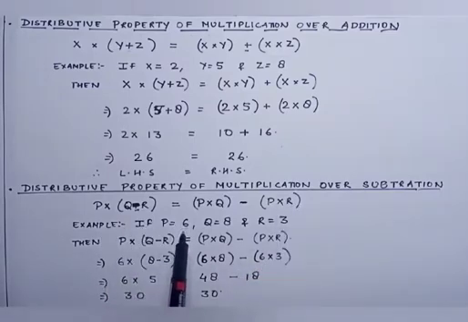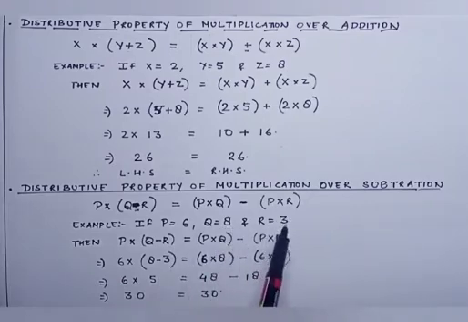If P is equal to 6, Q is equal to 8 and R is equal to 3, then according to distributive property of multiplication over subtraction, 6 into 8 minus 3 in one bracket is equal to 6 into 8 in one bracket minus 6 into 3 in one bracket. Now you can see in both the cases, LHS and RHS are coming equal. This means LHS is equal to RHS.